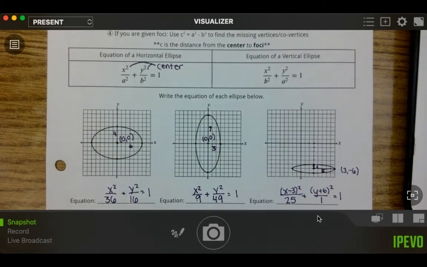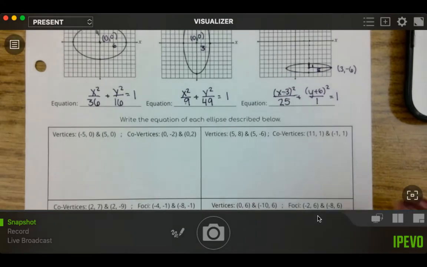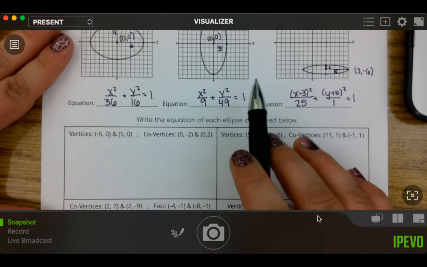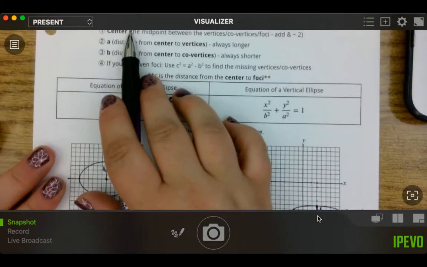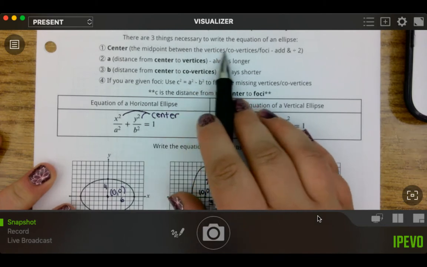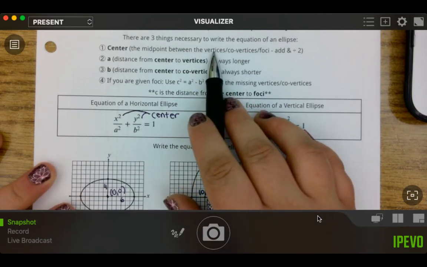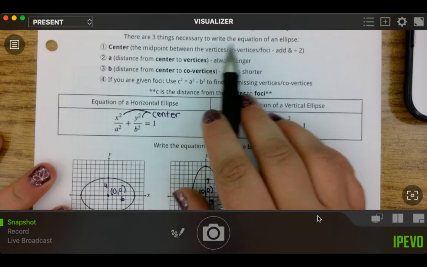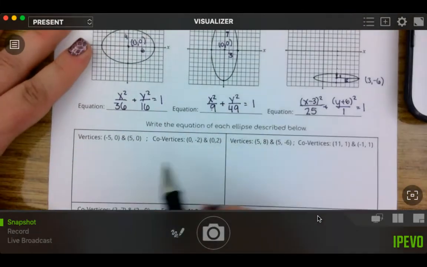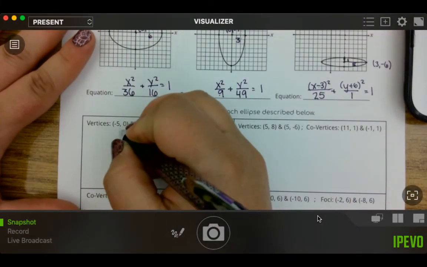Now let's talk about what happens if you don't have a picture of the graph. So if you don't have a picture of the graph, what you're going to do is find the midpoint between the vertices or co-vertices. It doesn't matter which one you pick, it should be always the same thing. You are either asking yourself what's the middle of them or adding them together and dividing by 2. So, for instance, here, halfway between -5 and 5 is 0.